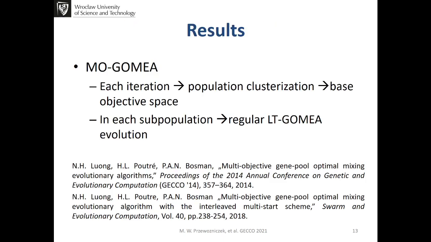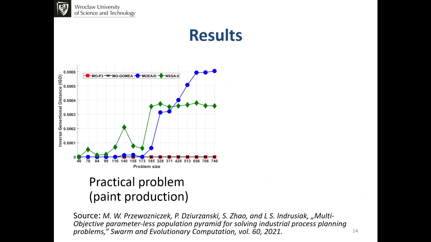The main competing method is multi-objective GOMEA, which is a recent proposition that also uses statistical linkage learning and problem decomposition in multi-objective optimization. And here we have some results. For the practical problem, which is a scheduling problem, we compare MOP3, the red line, with multi-objective GOMEA, the black line, and we compare them also with MOEA/D and NSGA-II.